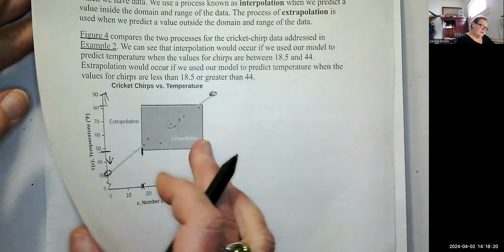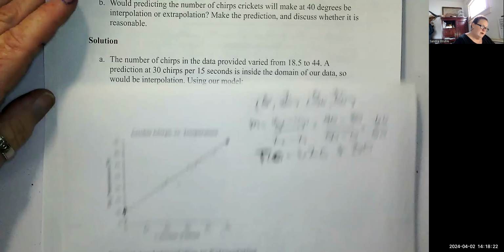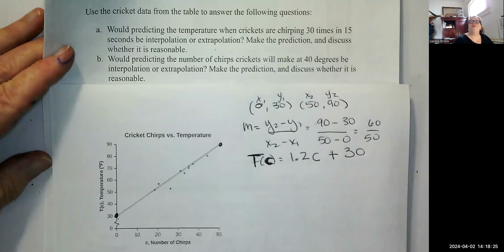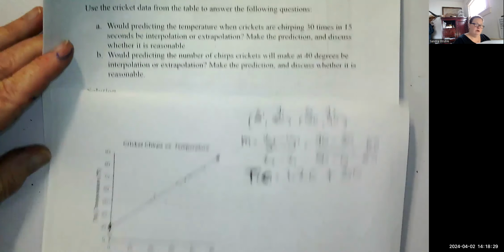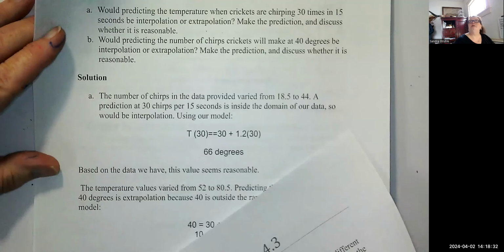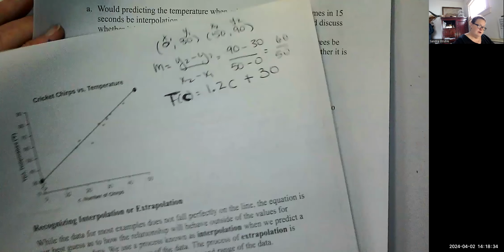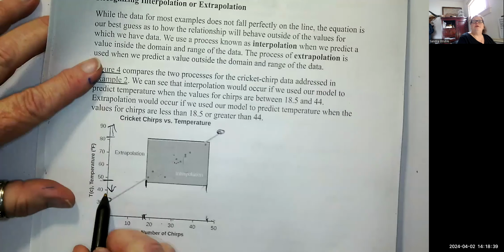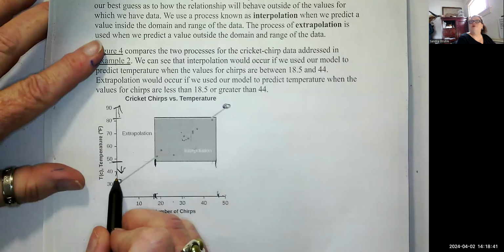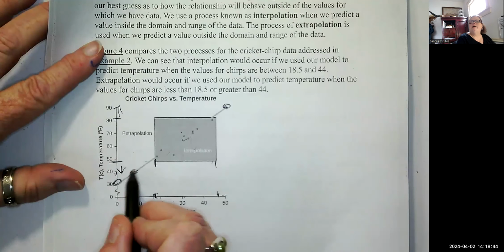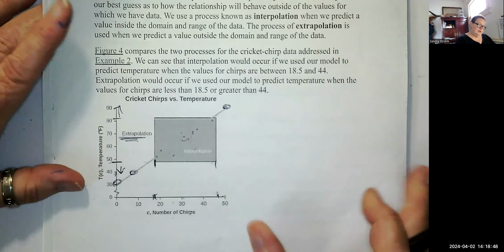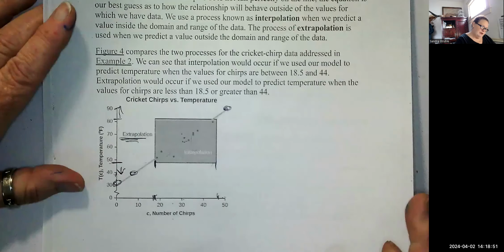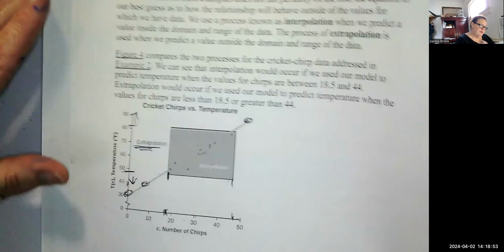The other question is, would predicting the number of cricket chirps when it is 40 degrees be interpolation or extrapolation? Well, did they want us to predict? Okay. So for 40, that's clearly below the temperature range. So anything that we say is strictly going to be extrapolation. Okay. So what would that temperature be? I'm just curious. So we could do both.